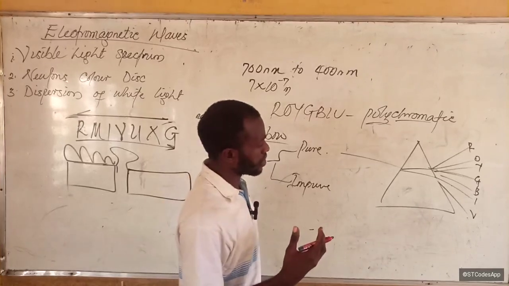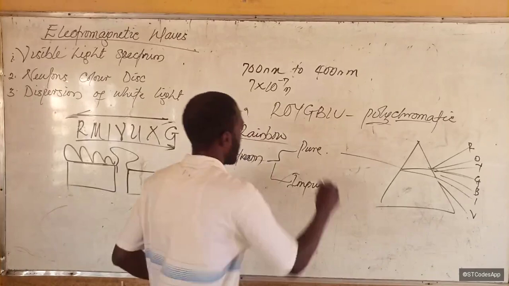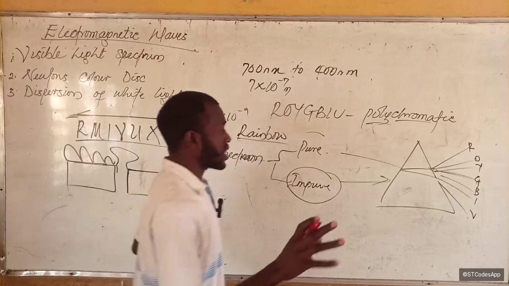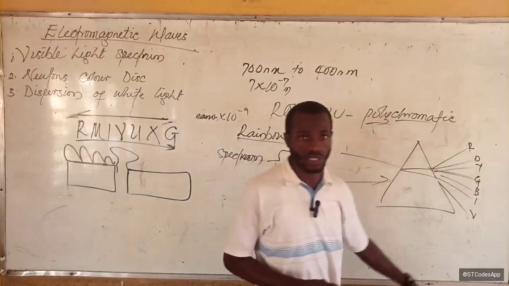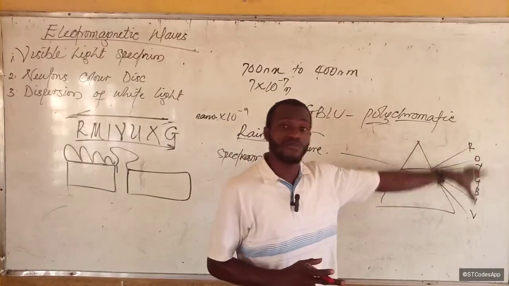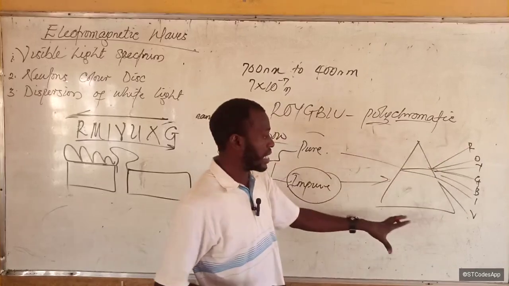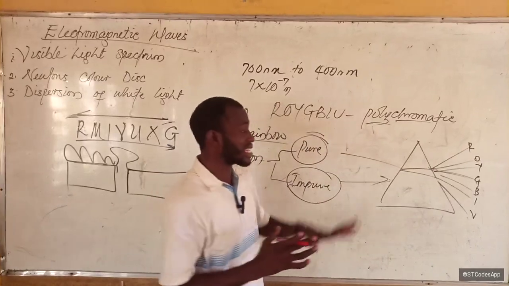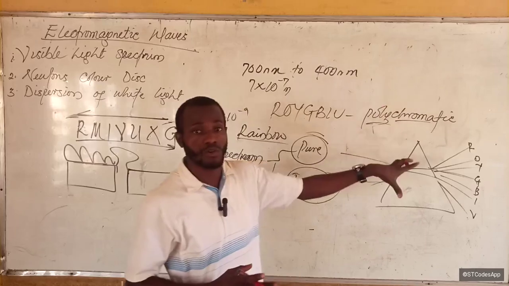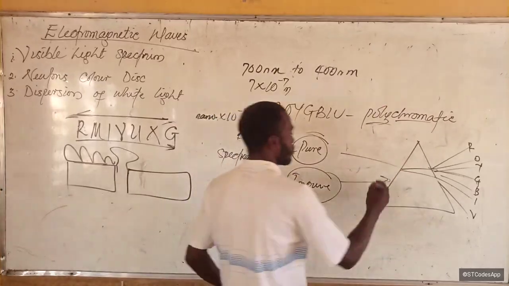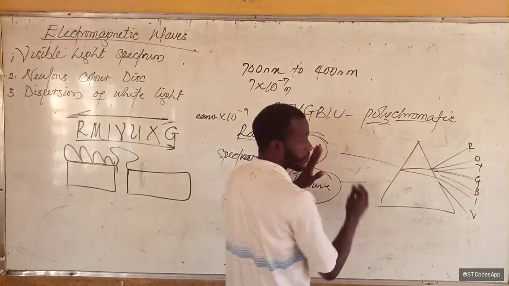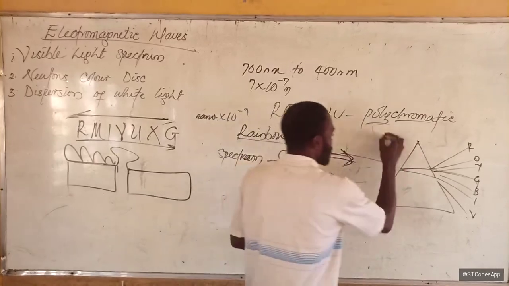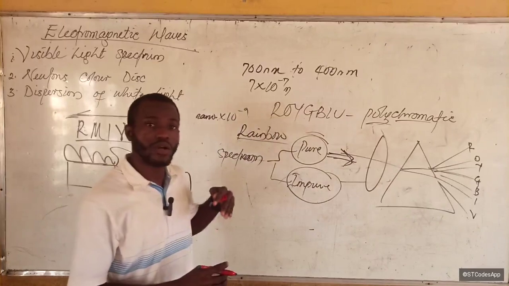Now, what you should know is that this is an impure spectrum. Why is it an impure spectrum? It is formed when there is no distinct separation between the different colors of this white light. Now, a pure spectrum is one that has a distinct separation of the polychromatic light. And how do you make that? The light coming from the source that is incident on the prism is first made to pass through a convex lens.